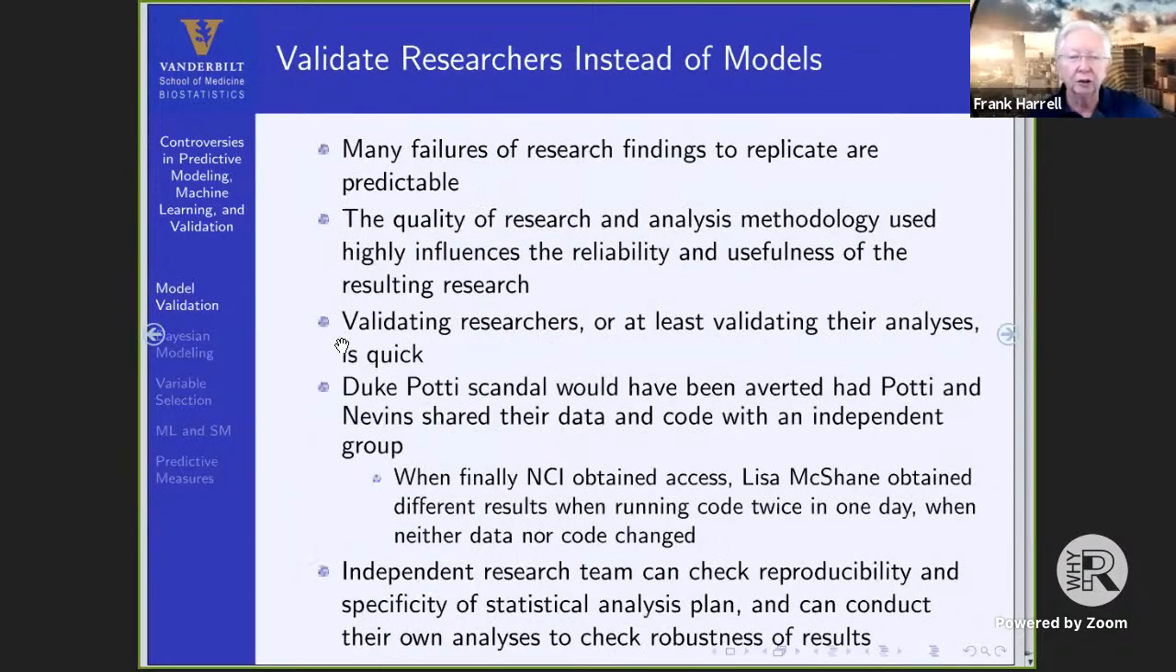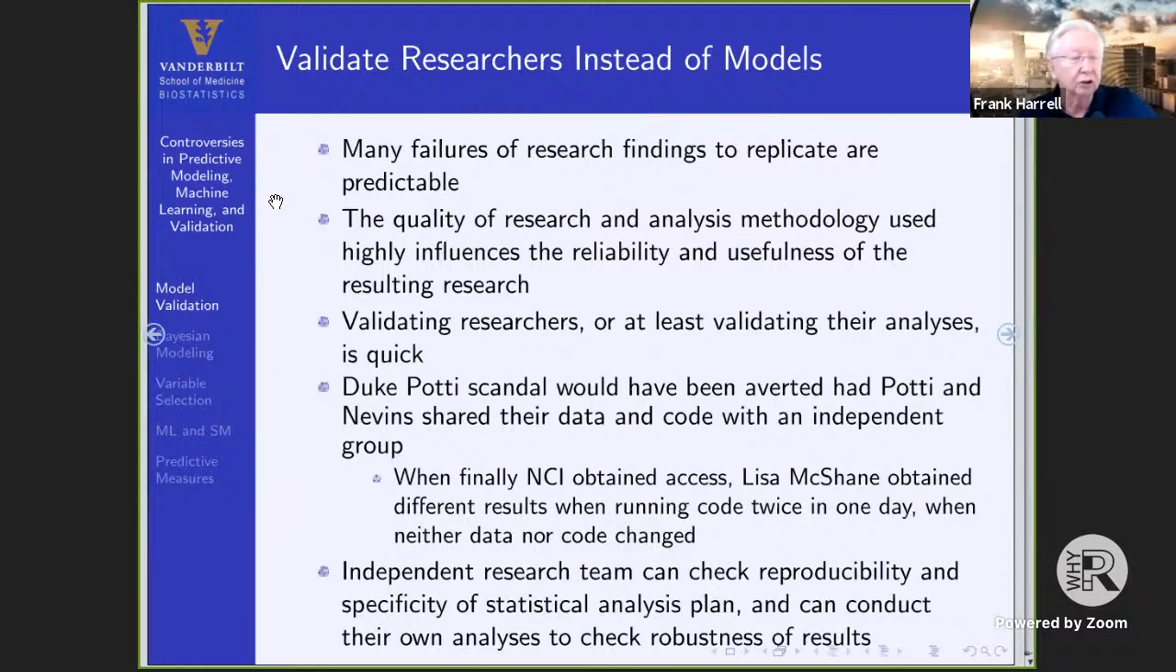This is another controversial point, and there's a long history here that I don't have time to go into, but we have had several scandals in biomedical research. They often involve biomarkers, and they often involve cancer research. And we're finding that a lot of people are doing research who are not really qualified to do high dimensional research. And many of the failures that we're seeing of research findings to replicate are just entirely predictable from a statistician standpoint. The quality of the research and the analysis methodology that you use highly influences the reliability and usefulness of the resulting research. And so you may find that there is more benefit to validating researchers than there is to validating their models. And it is much easier to validate their analyses.